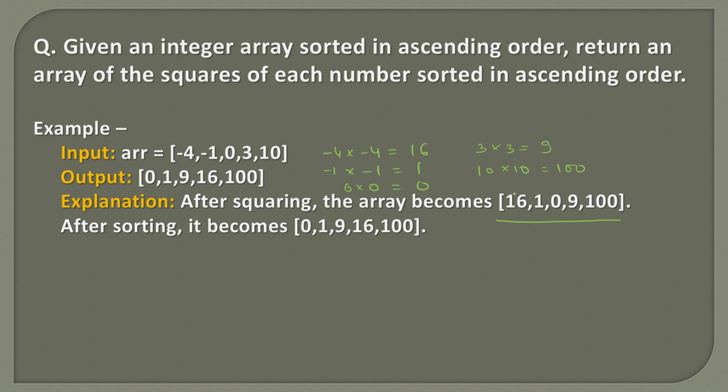Now the complexity part is we need to sort this array and return it from the method. So after we sort, it will become 0, 1, 9, 16, 100. So friends, the brute force approach would be we simply square the array, so it will become 16, 1, 0, 9, 100, and then we use Arrays.sort. We pass in the array and we get this result array. But this is a brute force approach which is not very efficient.